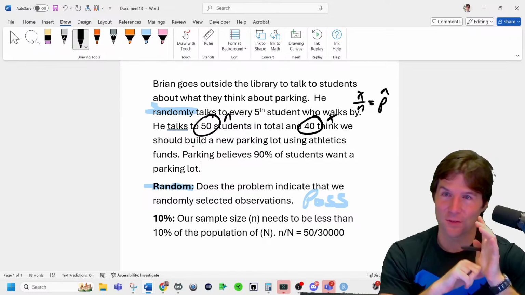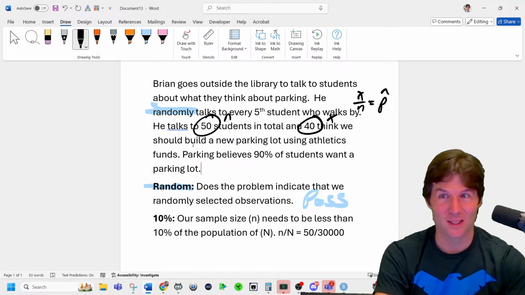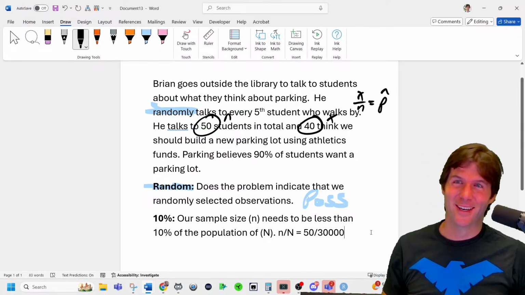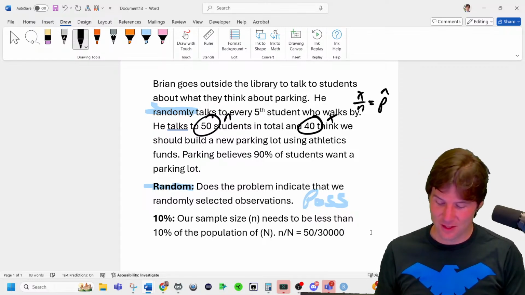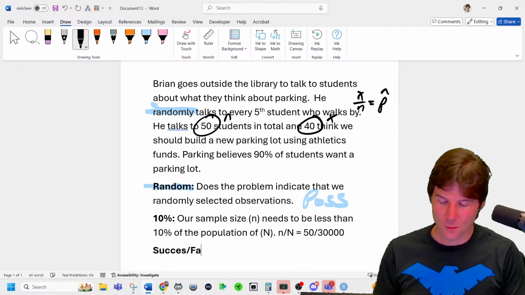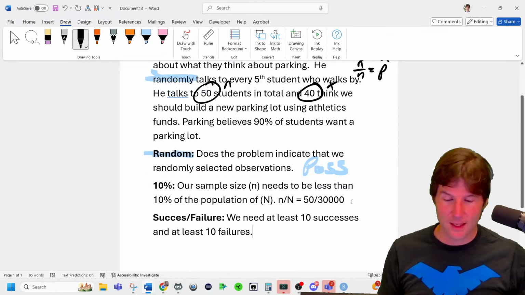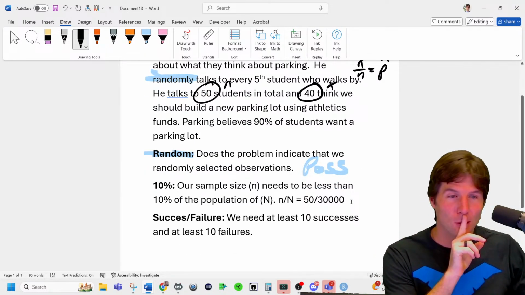Everyone always says success, failure when we get to the third condition because it's the first one you learn. But we are doing these in order by which you learned them. Trying to trick you. It is success, failure, which states we need at least 10 successes and at least 10 failures. At least 10 successes. And it is met. Ooh, is it? I played some tricks on this.